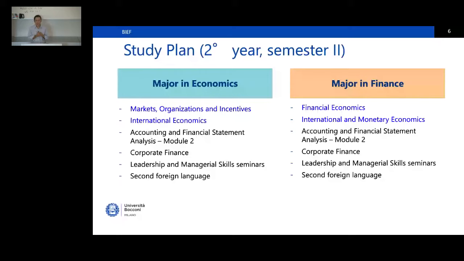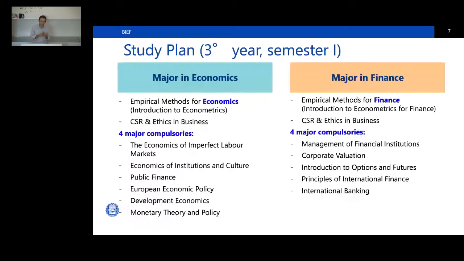All right, so third year, here is where the two tracks are essentially separated, if not for a seminar in CSR and ethics in business. And as you see, for the economics major, you would take empirical methods for economics, while the major in finance takes empirical methods for finance. Now, what are these? So the discipline is called econometrics. Now, econometrics is, again, a quantitative subject. We can think about econometrics as a way in which we make statistics real, enabling us to study real world phenomena. So let's call this, if you like, applied statistics to some extent.